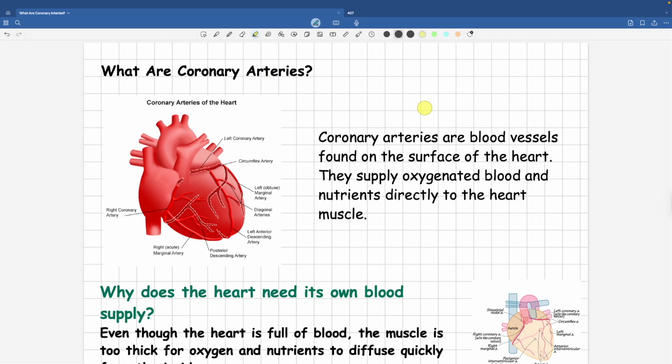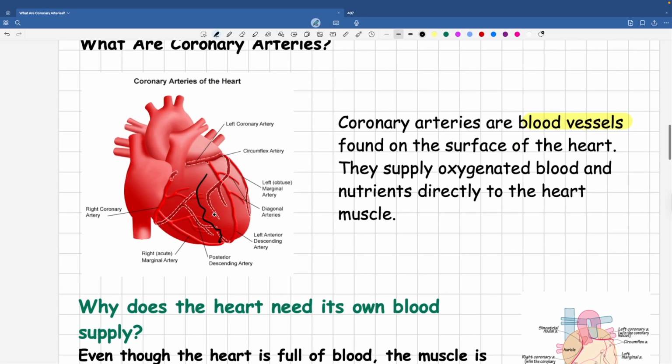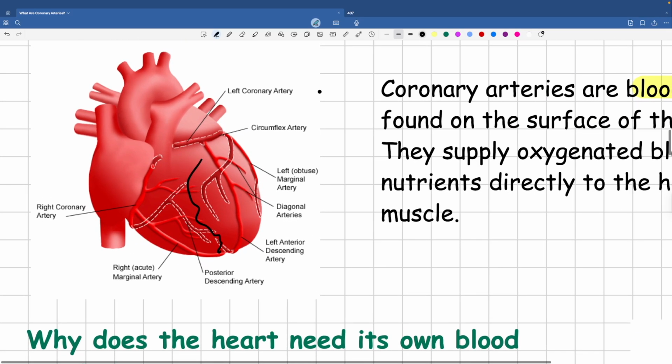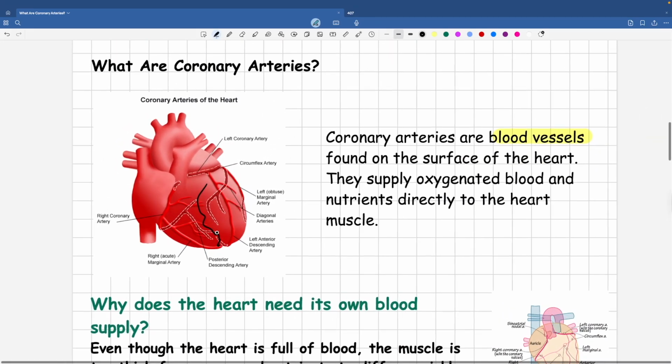Okay, let's start. What are coronary arteries? Coronary arteries are basically the blood vessels found on the surface of the heart. Let's go through it. If you see this part, let me zoom it for you guys. As you can see the coronary arteries over here, right? It's beautiful if you look at the structure of the heart, the coronary arteries.